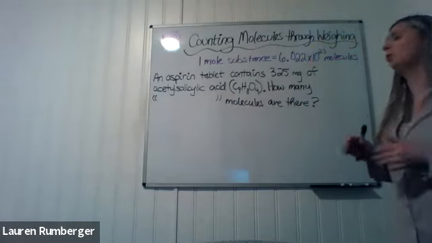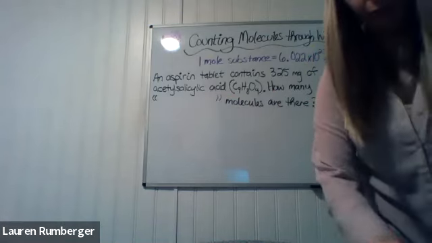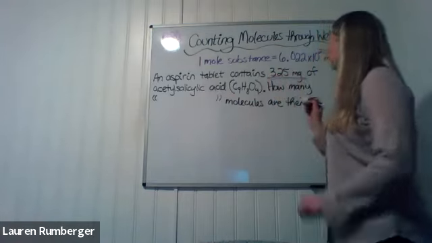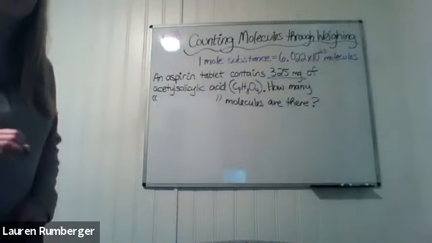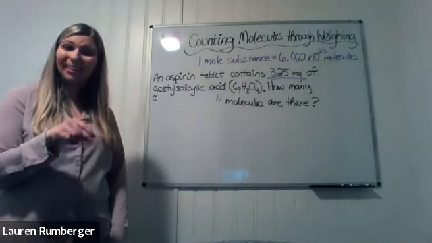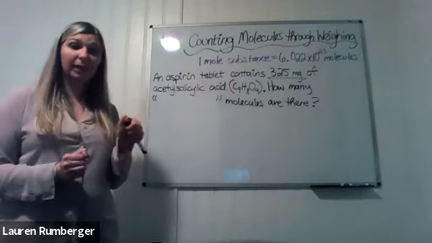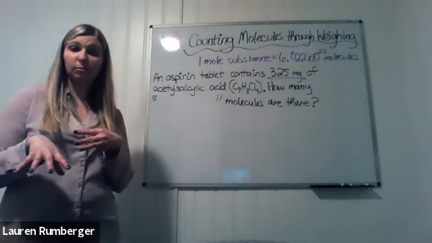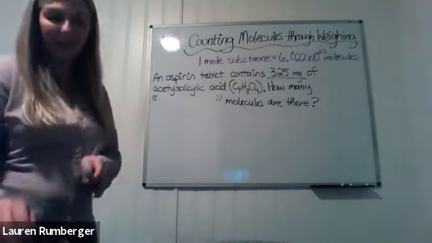So let's think about what we are given in the problem. Our given value is 325 milligrams. And we were saying that we need to use molar mass. Now remember, molar mass is grams per mole. So if we're starting with milligrams, we need to convert those milligrams first into grams before we can use molar mass. Okay, so let's write our plan.